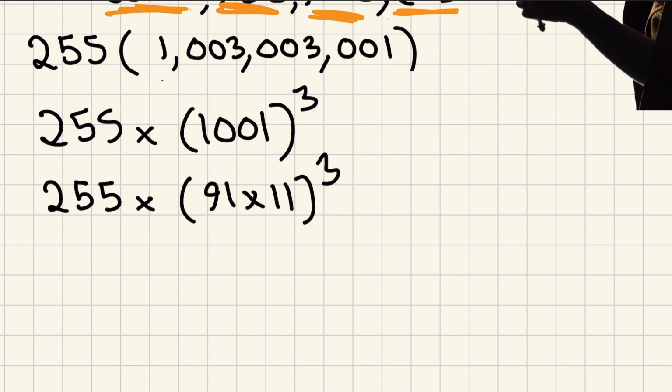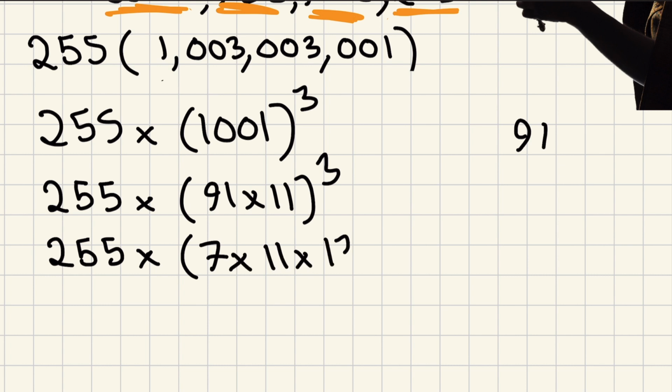Now let's have a look at 91. It feels prime. Is it prime? With a bit of thought, you realize it's 7 times 13. 7 times 10 is 70. 7 times 3 is 21. And both of those are, in fact, primes. So now we can write this as 255 times 7 times 11 times 13. I'm just putting them in order there. That's awesome. So now we've been able to deal with everything in that massive number.